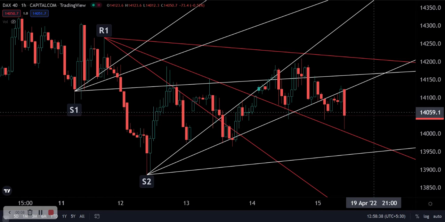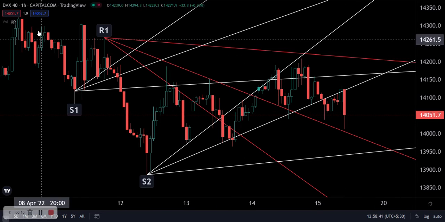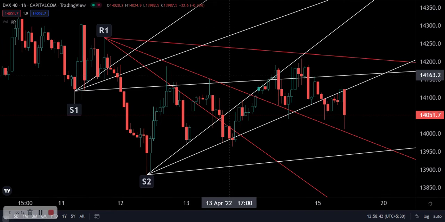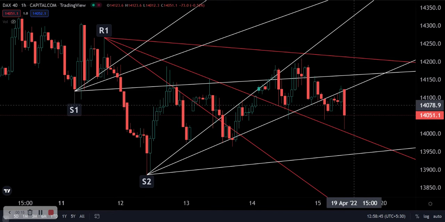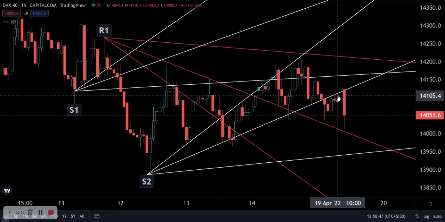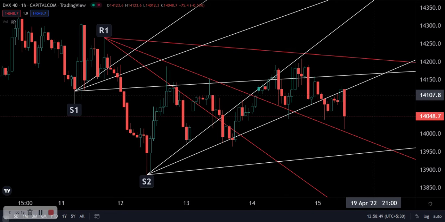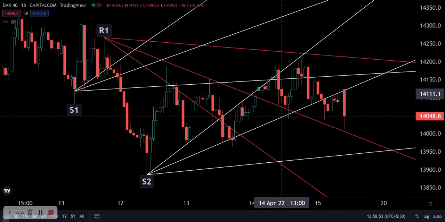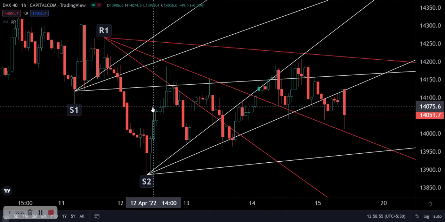We're looking at the DAX 40 hourly chart on capital.com. This is essentially a CFD. We're going to try and define the trading range and support and resistance levels for today, hence I'm using the hourly chart.